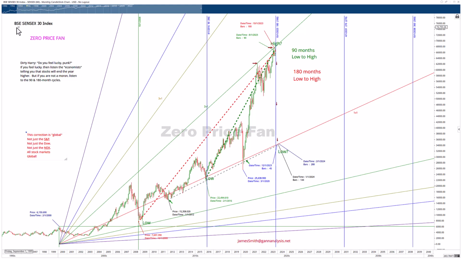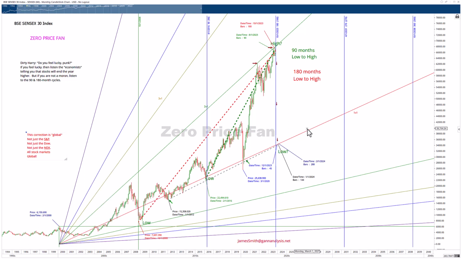Okay, you're looking at the BSE Sensex 30 index and the zero price fan. What is a zero price fan? It is a Gann fan that you draw up from zero at the time of an important high, or it could be an important low. You could do it either way. In this case, I chose the high from February 2000 on the Sensex, started my Gann fan up from zero. It's the same sort of Gann fan you'd normally draw.